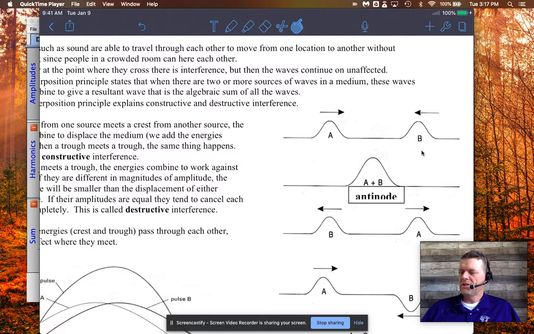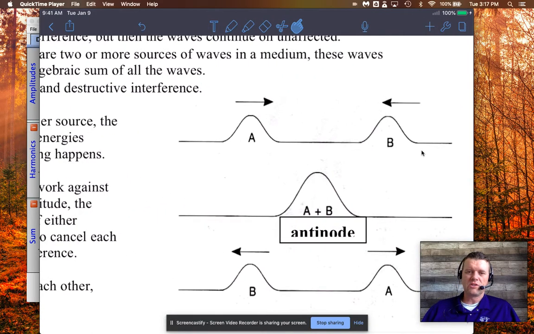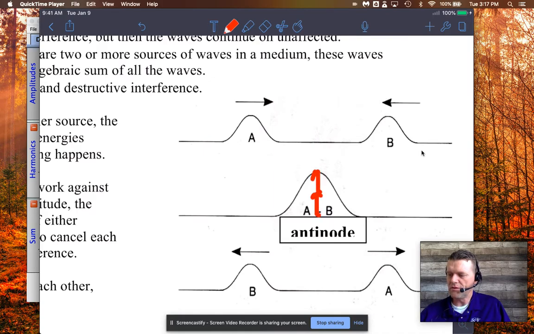So imagine if you send two pulses towards each other, A and B. When they meet, what's really cool is they don't bounce off each other. They actually pass right through each other. But in the course of doing that, there are two amplitudes. So this would be the amplitude from A, and this would be the amplitude from B, and they would add together. And they would make what's called, starting this term, an antinode.